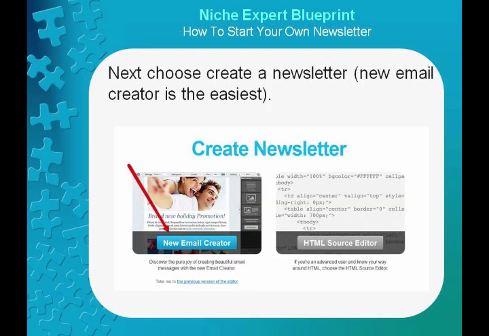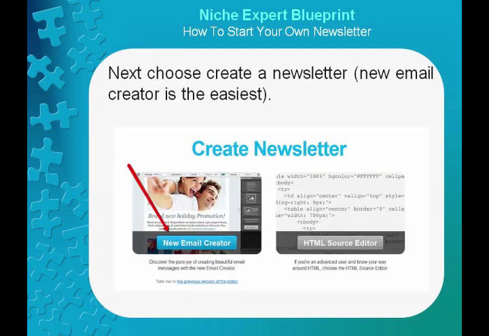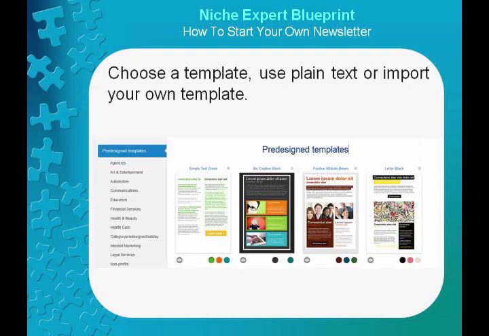Next, we will create a newsletter. First of all, make sure you are in the correct campaign. Next, choose Create a Newsletter. New email creator is the easiest. Fill out the required fields. Choose a template. Use plain text or import your own template.